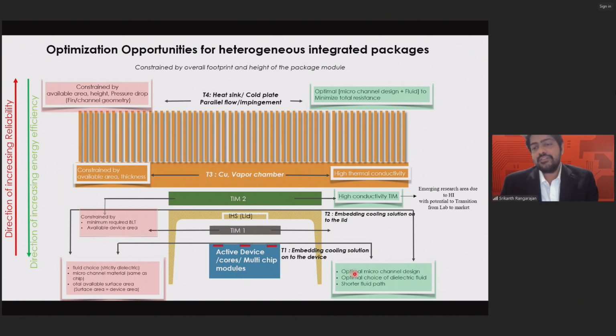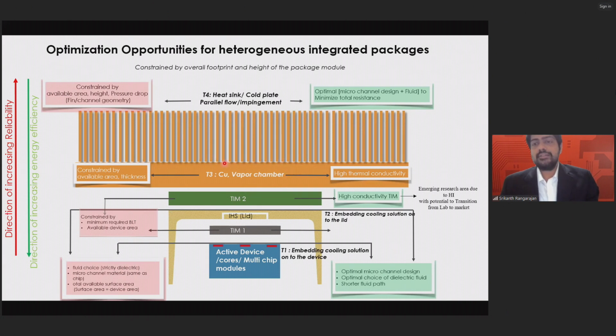On the right hand side of the screen, I've listed all the desired objectives, and on the left hand side of the screen, I also have the constraints. So this technology one is impeded by the fluid that we can use, and technology two is quite attractive because you're embedding the cooling solution onto the package lid, which is the integrated heat spreader. But the problem here again is that we can still use liquid water, but we are constrained by the surface area that's available. And technology three is a standalone technology for the heat spreaders, which could be like a heat pipe or a vapor chamber, and that is going to be increasingly important.